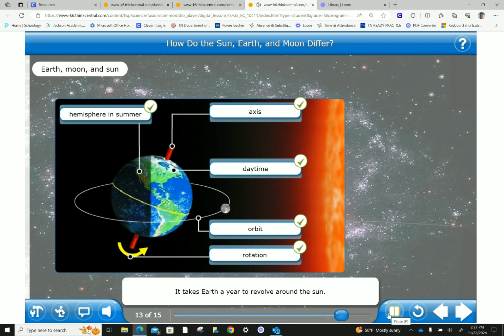A year to revolve around the sun. Okay, so the Earth going around the sun takes a whole year. All right, and that's called a revolution. Earth takes a year to move around the sun. The tilt of Earth's axis and this revolution around the sun cause the seasons. They also cause changes in the length of day and night in some places on Earth. That's a lot of moving and changing.